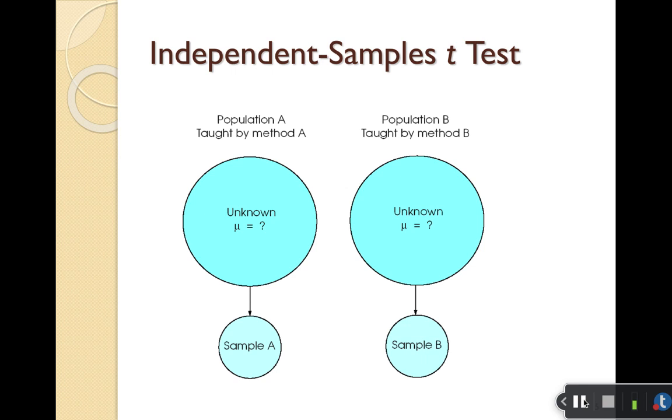Similarly, I could repeat the process for a second population taught by a different instructional method. In this case, I don't know what the population mean is for those two different populations. I'm limited to what I have with the sample. But ultimately, we're comparing sample A and B, and we want to know if those are drawn from two distinct populations, whether they're really different from each other when it comes to their means.